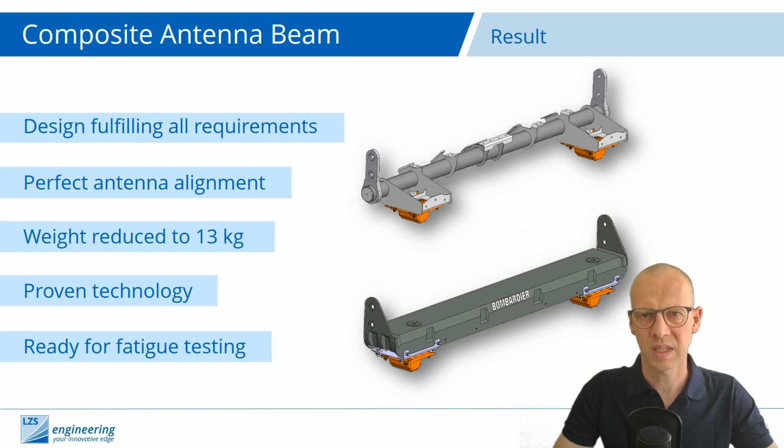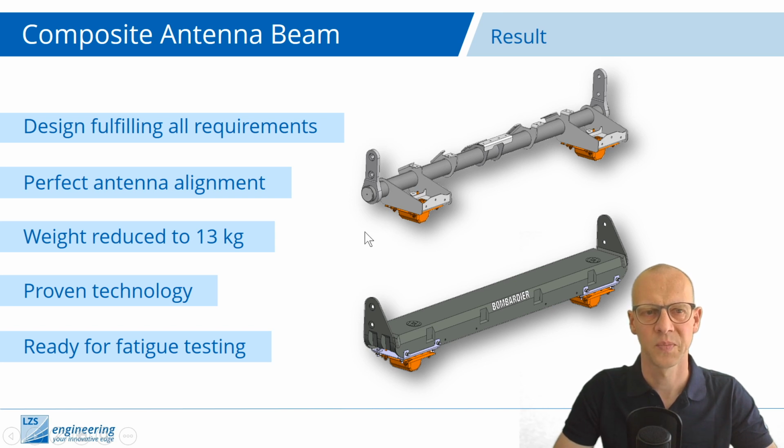Yeah, the results from that project were quite good. We had in the end a part which now looks like a real composite antenna beam, not only like a black metal design. We had the approval of the customer that we were fulfilling all its requirements. We reduced the antenna misalignment significantly. We had the weight down to 13 kilograms, which is almost only a fifth of the steel design.